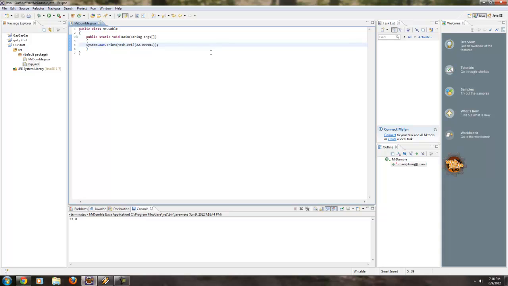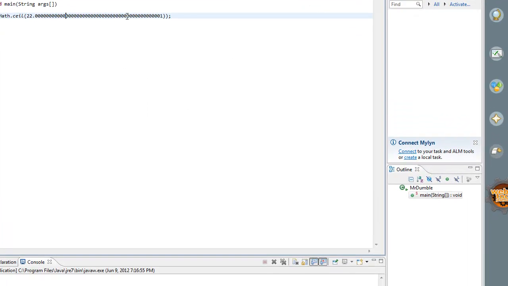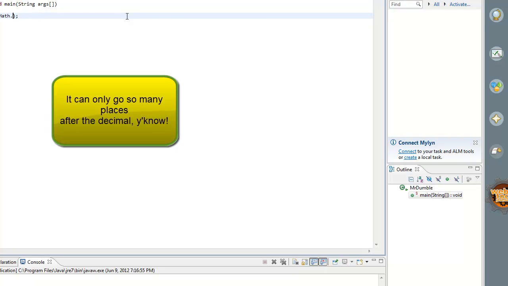Oh, you know what, one more thing. Just keep throwing in zeros and run this, and you still have 22 because Java just looks at that and it blanks. So let's not do that.